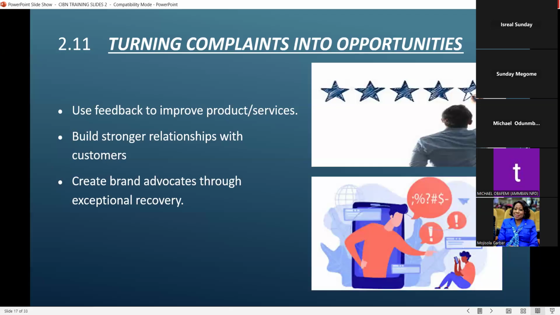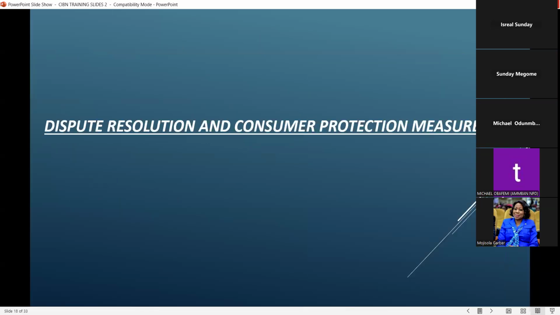So also create brand advocates through exceptional recovery. Remember, exceptional recovery means going outside the normal to solve a customer's problem. That's the only way you can create brand advocates. You see somebody, these people, they went out of their way to do something. I will always go there. That's very important. So we move to dispute resolution and consumer protection.